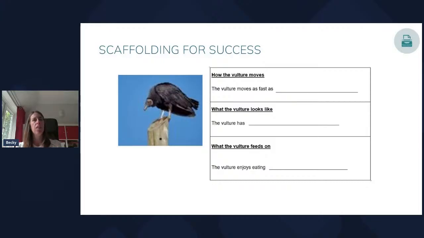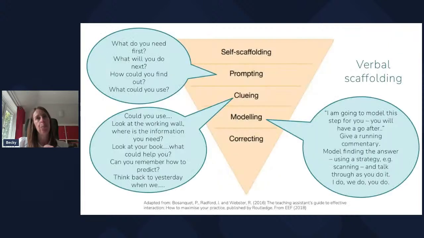So all those scaffolds there to help scaffold the pupil for success. That is the key. High expectations, all towards the same objective, and then how can I scaffold them for success to get there?